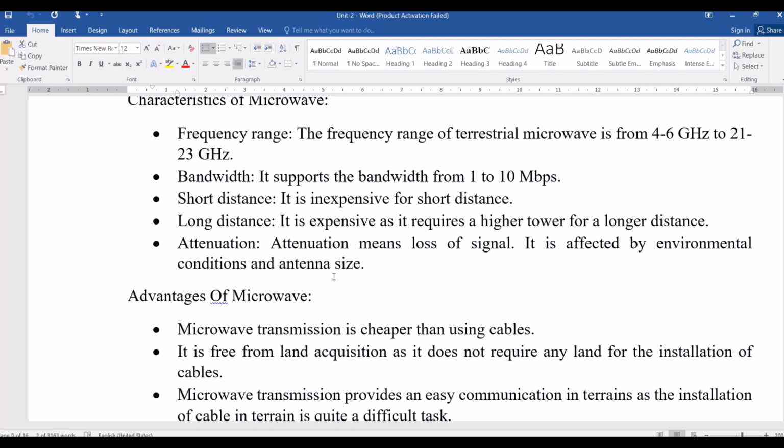It is used for short distances, and for longer distances it requires high towers. Attenuation means loss of power. It is affected by environmental conditions and antenna size. So there is a lot of chance of attenuation and noise, all these things. Microwave communication is susceptible to all these attenuations.